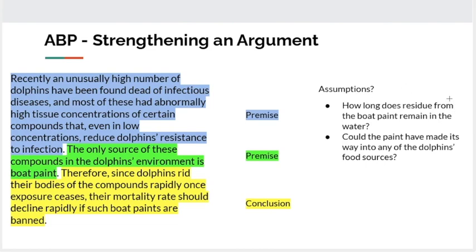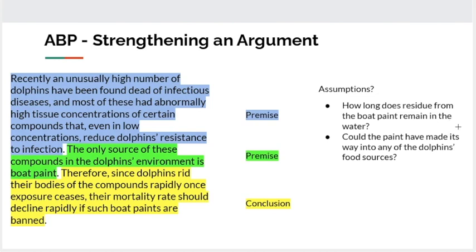One question might be, how long does this residue from boat paint remain in the water? The way this would relate to an assumption, well, the idea here is that if you ban these boat paints, the dolphin's mortality rate should decline rapidly. Well, that would only be true if the residue itself decomposes or doesn't remain in the water for too long.